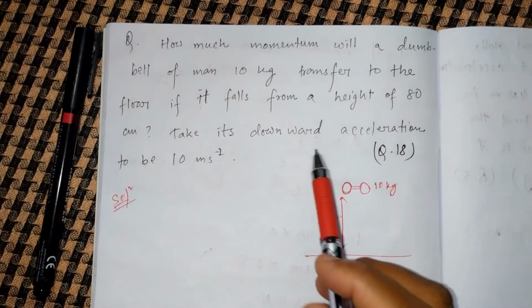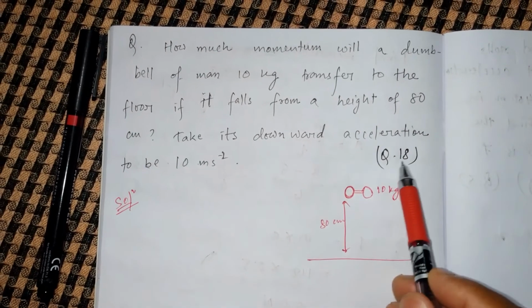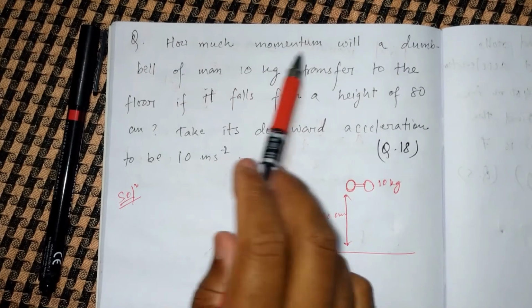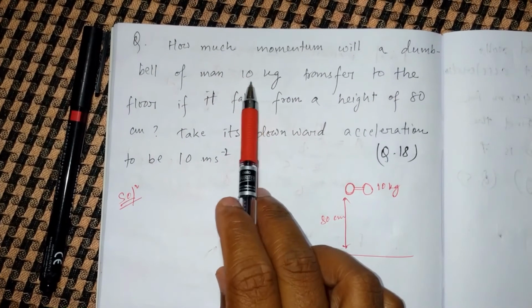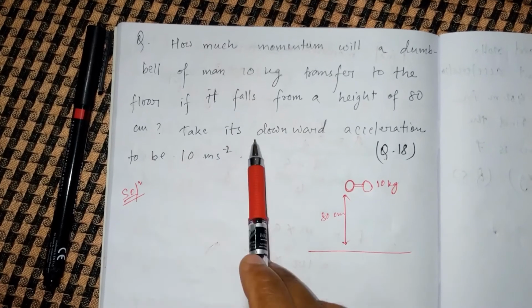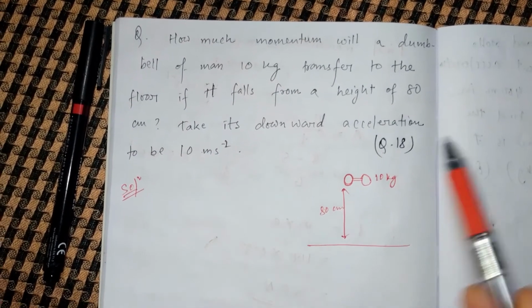So here is the next question. This is the 18th question of your exercise. The question says, how much momentum will a dumbbell of mass 10 kg transfer to the floor if it falls from a height of 80 cm? Take its downward acceleration to be 10 meter per second.